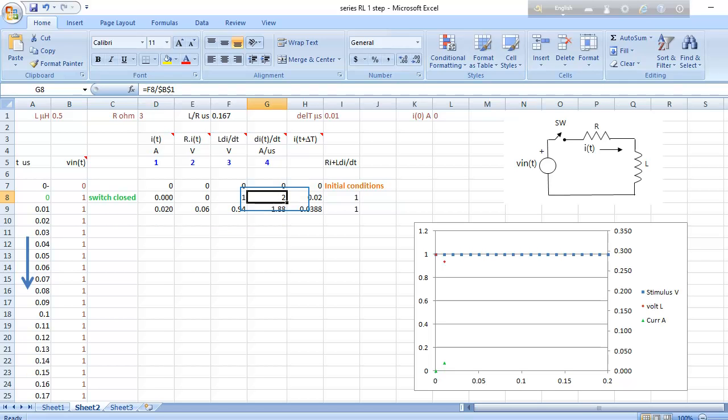Rate of change of current is the quotient of the voltage across inductor and the inductance value. Current at next instant of time is calculated based on value at previous instant, rate of change of current, and time step. Formulas are repeated as before.